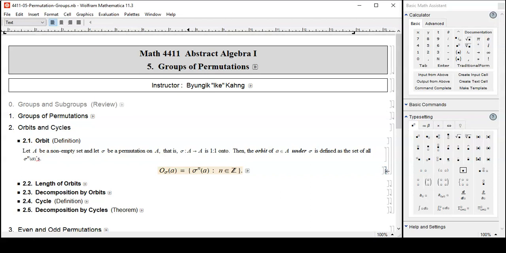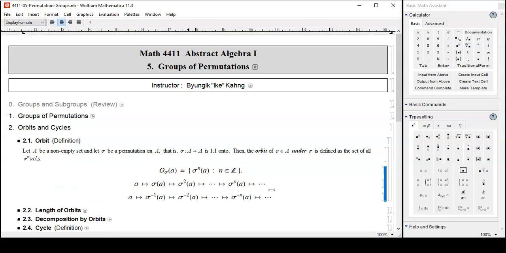The orbit consists of the forward and backward orbits. Forward orbit goes like this. A goes to sigma of A, sigma squared of A, sigma cubed of A, and so on and so forth, as we apply sigma over and over again. Now, this is called a backward orbit. We are applying sigma inverse over and over again. A to sigma inverse of A, and then sigma to the negative second power, negative third power, and so on and so forth. Put these two together, we get an orbit.